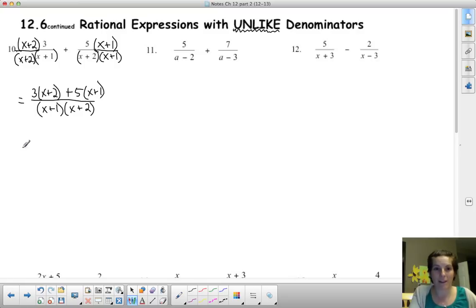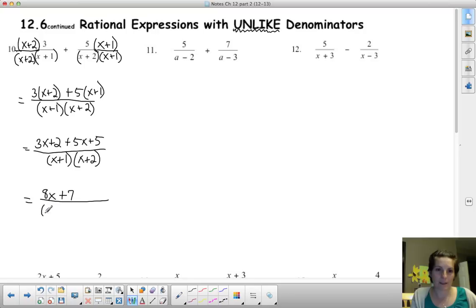And now it's just a matter of simplifying. So we need two distributive steps. Plus 5x plus 5. And I'm keeping that common denominator. From there, I could combine like terms. 3x plus 5x would give me 8x. 2 plus 5 is 7. And my denominator was just x plus 1 times x plus 2.